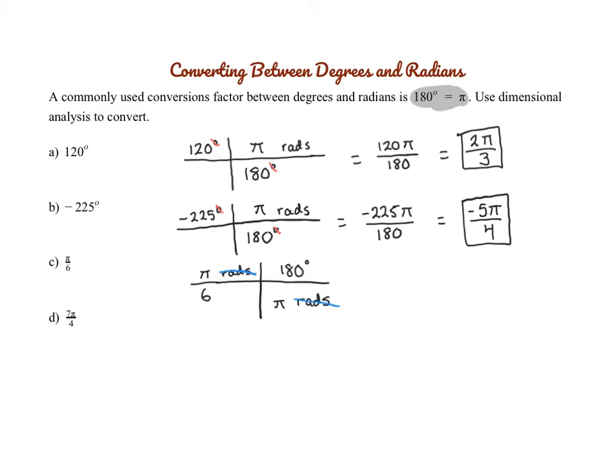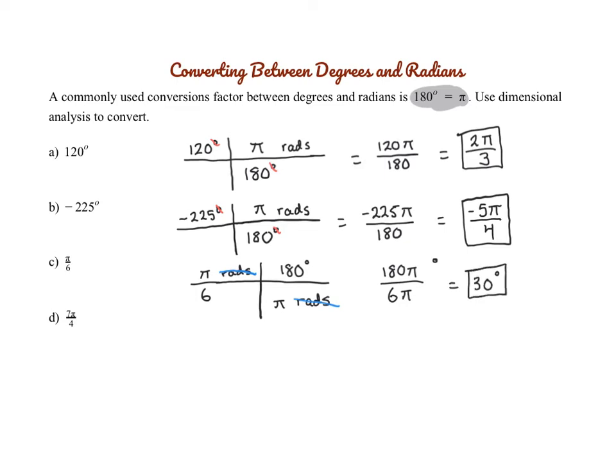So we're going to multiply across the top and the bottom. So we get 180 pi over 6 pi, and we are in degrees. And then from here, we're simply going to simplify. So the pi's cancel out, and then 180 divided by 6 is 30. So this gives us 30 degrees.